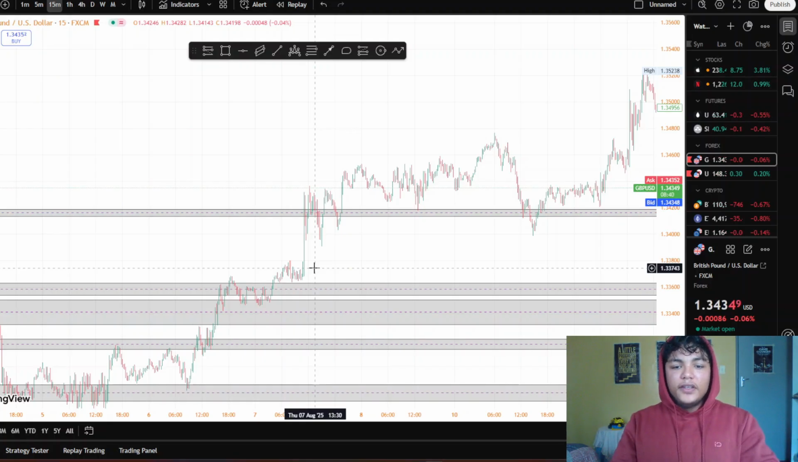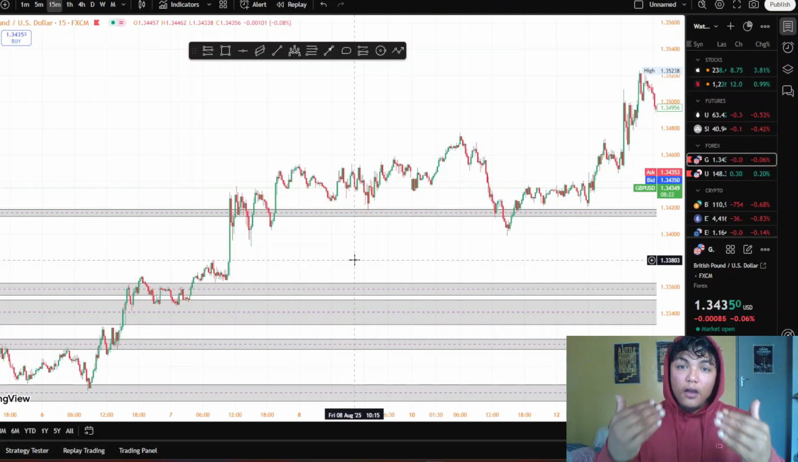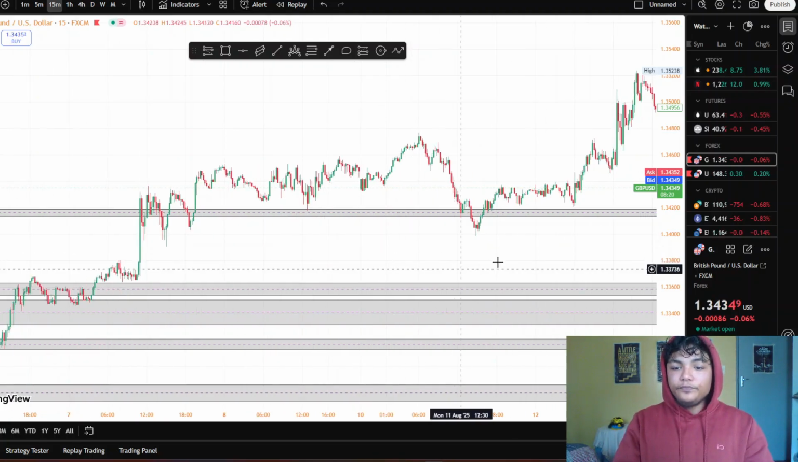But this is basically all liquidity and imbalances. This is the session of liquidity and imbalance. And what to look for with liquidity and imbalance is order blocks and fair value gaps, because that is what liquidity is actually chasing. It's imbalances in the market.